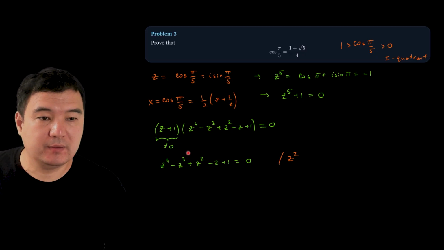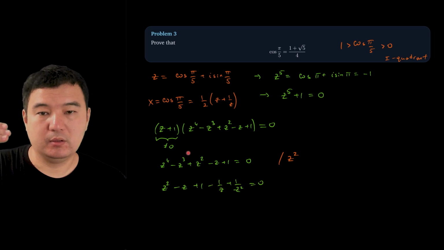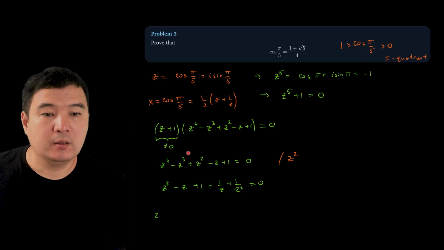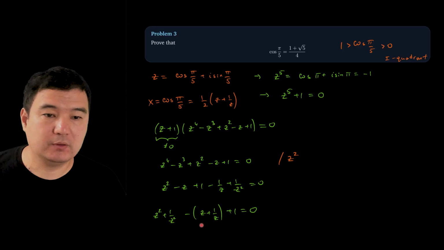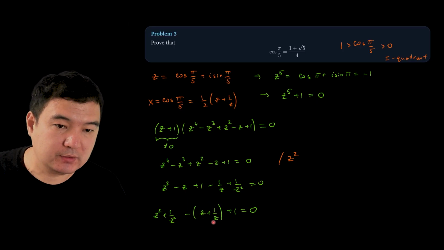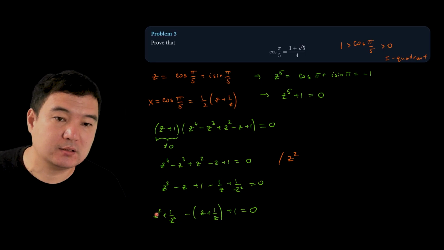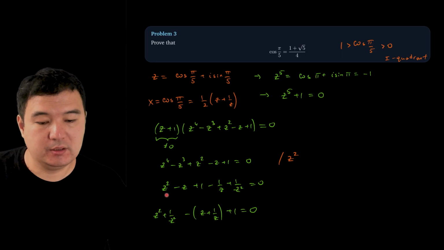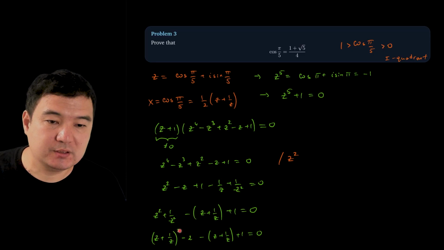So I need to transform this equation into something that has x in it. So I'm going to divide the expression by z squared. When I divide by z squared, every degree will decrease by 2. And then if I reorder the terms, I'll have the following equation. So z minus 1 over z is here, and this one kind of relates to x. And then I can rewrite this as the square of z plus 1 over z, and that also relates to x.